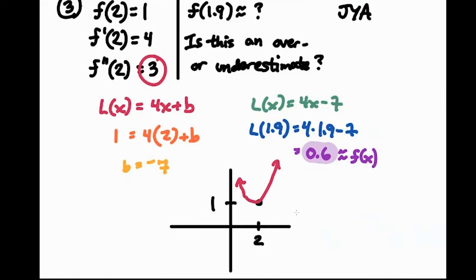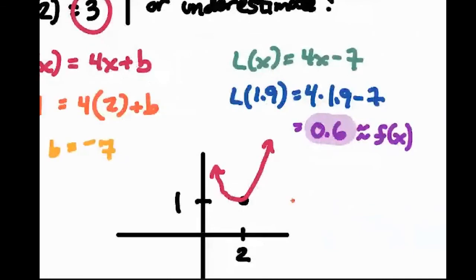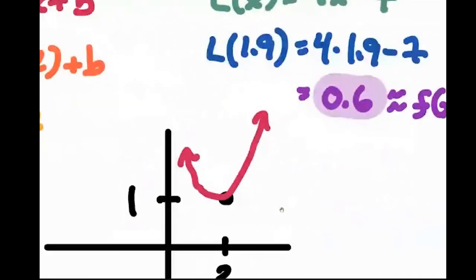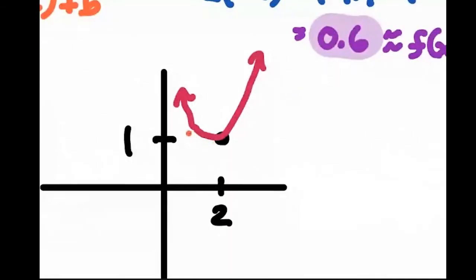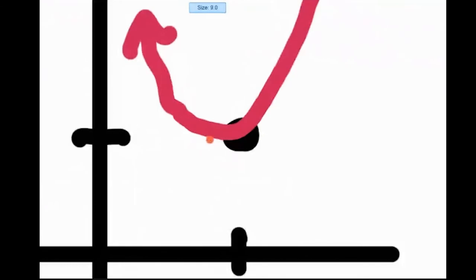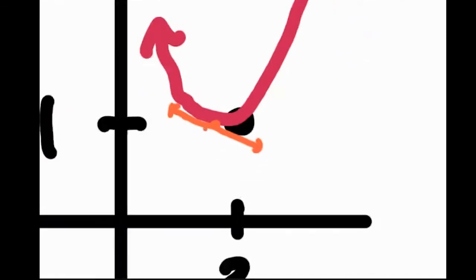Let's just say if we were drawing a tangent line, it could be right here. I drew this kind of weird. Oops, that's the worst tangent line in the history of time. Let's just say it's right here. Okay. You'll notice that because it's concave up, the orange is always going to be underneath it. The approximation is always going to be underneath it. So because it's underneath it, it's going to be an underestimate.